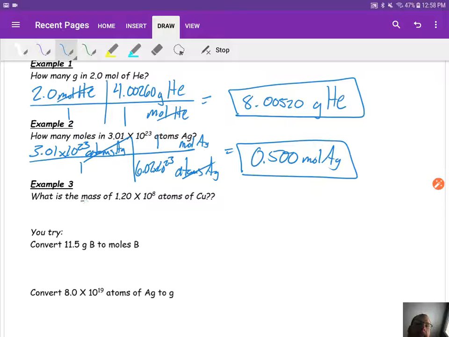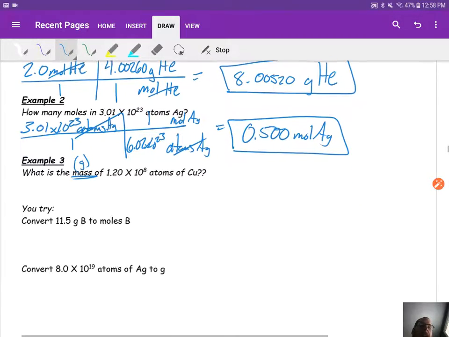It says, what is the mass? What's my unit for mass? That would be grams. What is the mass of 1.20 times 10 to the 8th atoms of copper? So notice now we're going from atoms to mass. So this is going to be a very helpful tool.